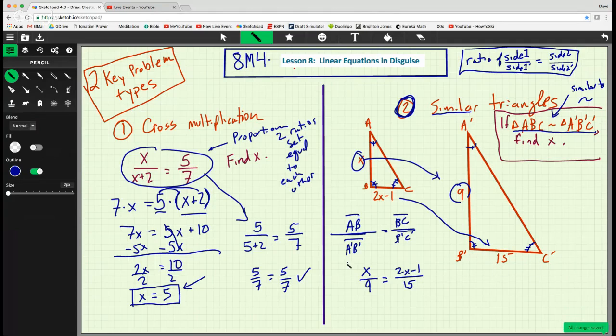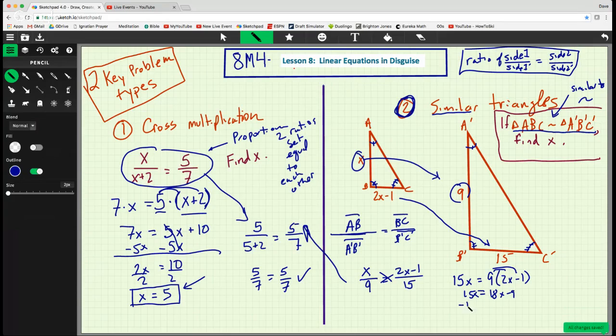So now, what do we have? Now we have a cross multiplication. We have the same kind of problem that we had in problem type 1, but we started with a picture instead of an algebraic expression. Now, how are we going to solve it? The same way. We're going to cross multiply, and we get 15x, and here we get 9 times 2x minus 1. Distribute: 18x minus 9 equals 15x.